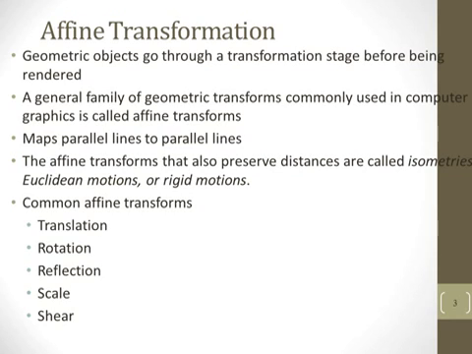The affine transformations that also preserve distances, besides parallel lines, are called isometries, or also Euclidean motions or rigid motions. Common affine transformations are translation, rotation, reflection, scale, and shear. We will talk about each kind of transformation.